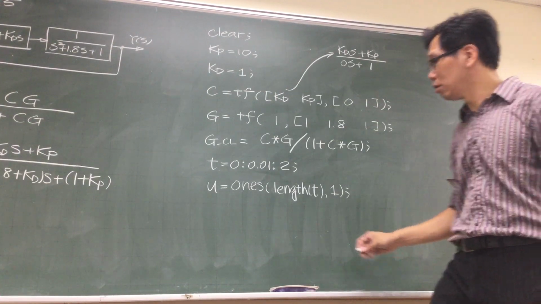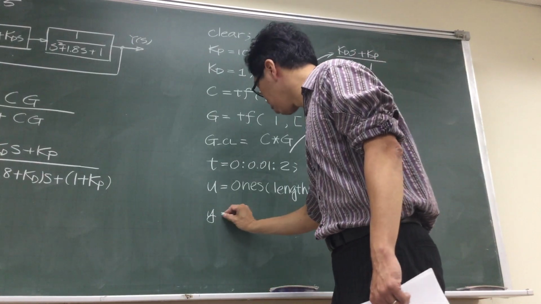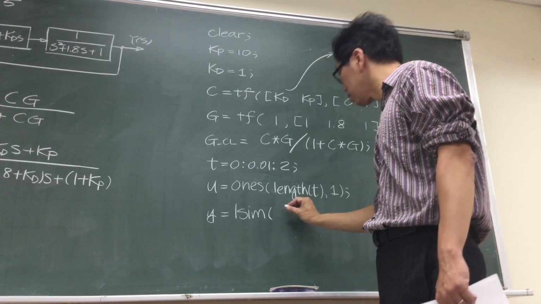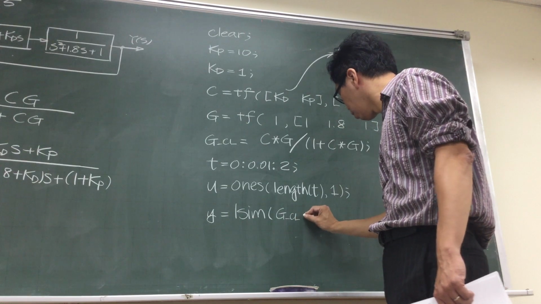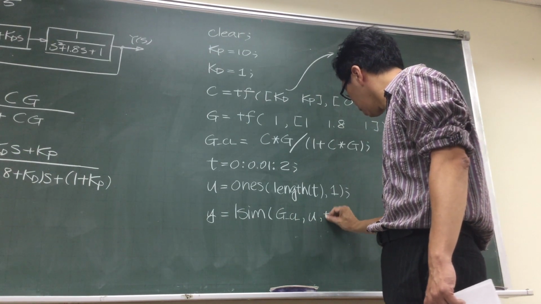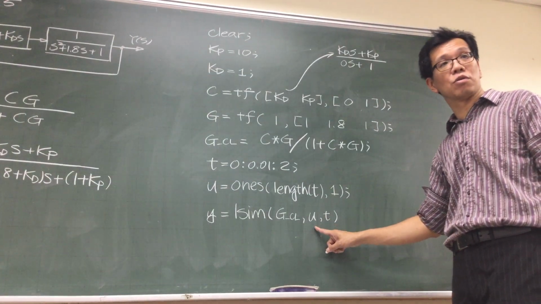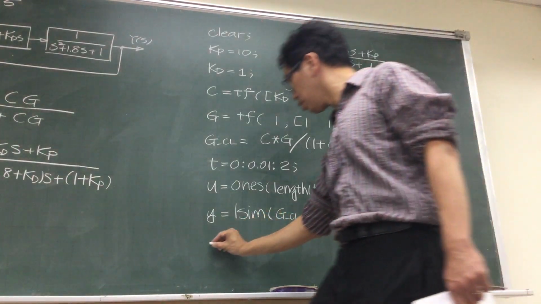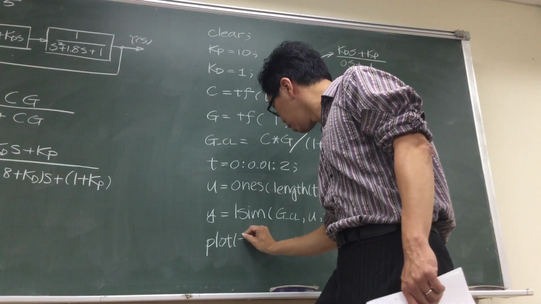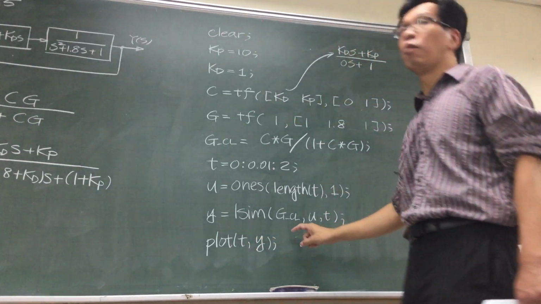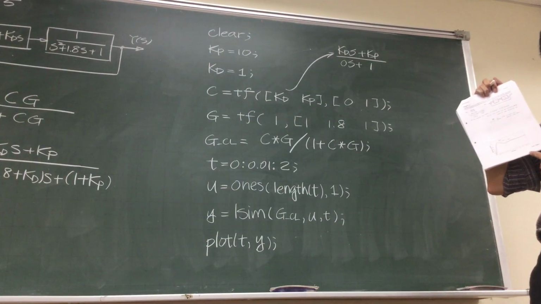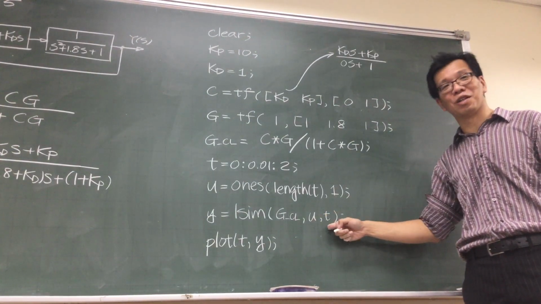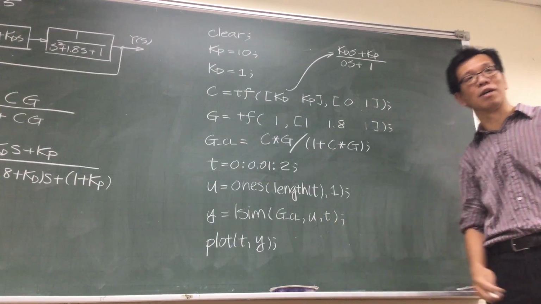The next thing we want to do is y equals LSIM. I think it's G C L U and T. I don't remember which one is first. You just use help to look up LSIM. One is input, the other one is time. Okay? Then you can just plot T and Y, and that will give you the result I have over here. Keep in mind, I don't remember whether this order is correct or not, but it should be one input and the other one is time.